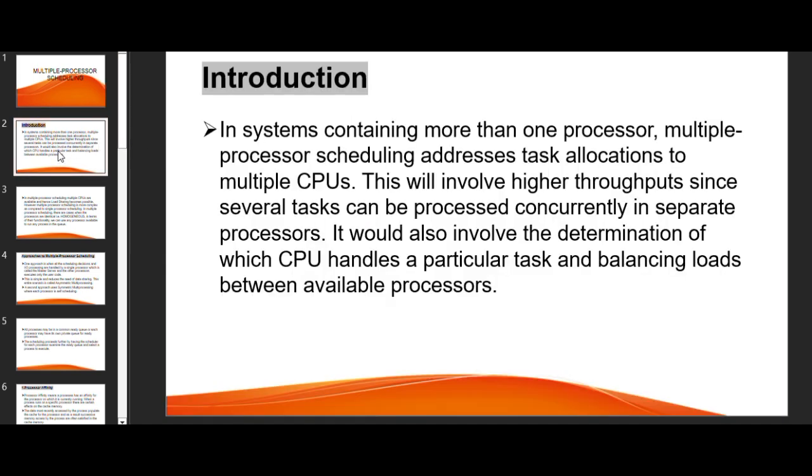Introduction. Multiple processor scheduling describes how tasks are distributed across multiple CPUs to boost performance. It involves deciding which task runs on which CPU, aiming for higher throughput by processing tasks concurrently. A key challenge is load balancing, ensuring work is evenly distributed to prevent bottlenecks and maximize CPU utilization. Essentially, it's about making the most of having multiple processors working together.